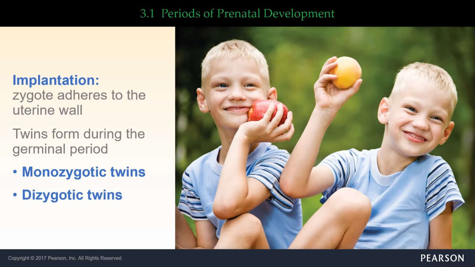Twins may form during the germinal period, and so monozygotic twins would be identical twins like the two you see here. Dizygotic twins would be non-identical twins. So identical twins have identical genetics, where dizygotic twins have different genetics, but familial similarities.